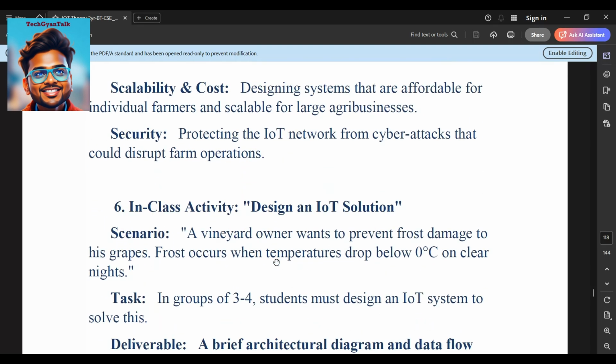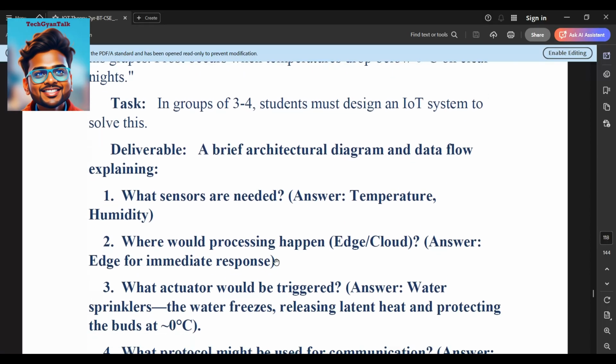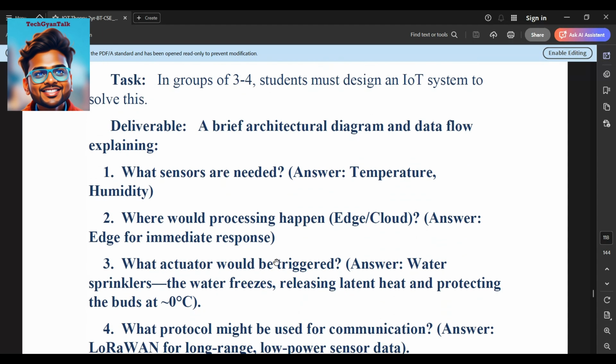In-class activity: design an IoT solution. You can do a scenario: a vineyard owner wants to prevent frost damage to his grapes, or forecast it. Frost occurs when temperature drops below 0 degrees on a clear night. Task: in groups of 3 to 4 students, design an IoT system to solve this. Deliverable: a brief architectural diagram and data flow explaining what sensors are needed. Answer: temperature, humidity. Where would processing happen, edge or cloud? Answer: edge for immediate response.